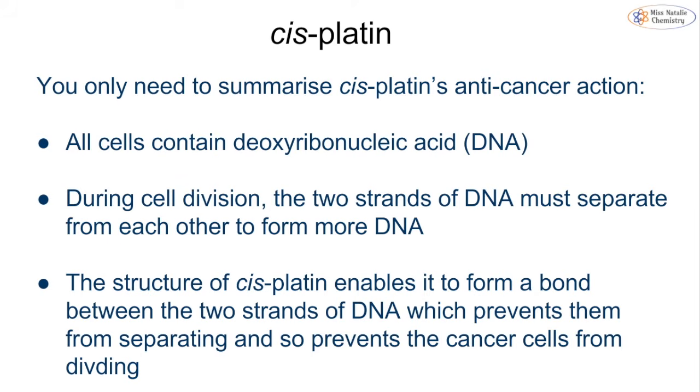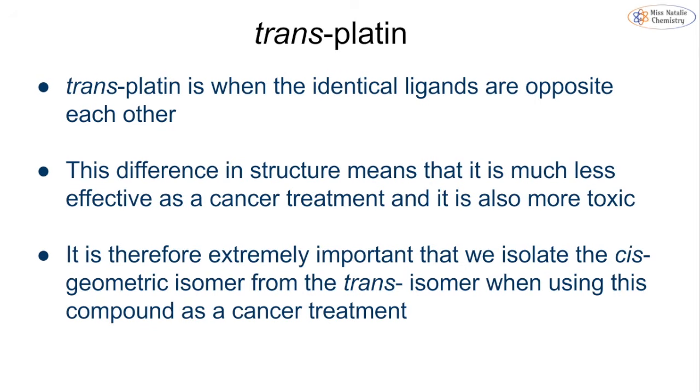So cis-platin essentially acts as the barrier to this DNA replication that the cancer would need in order to be able to spread or to grow. Now, trans-platin, as we've just seen, is when the identical ligands are opposite to each other, and this is very similar to when we mentioned optical isomers, that the small difference in the structure can completely change the properties. This is much less effective as a cancer treatment, and it's also a lot more toxic.